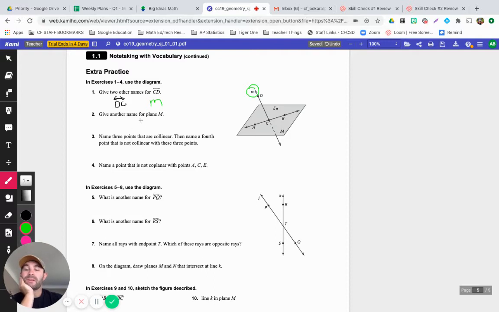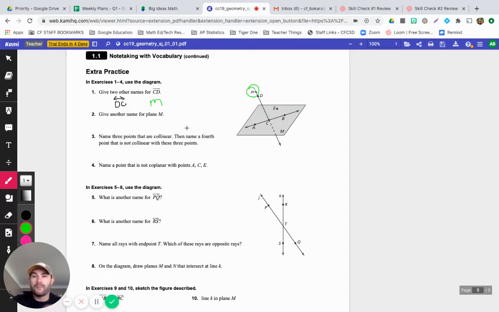Give another name for plane M. So if you look at M, a lot of times we label points with capital letters. We also do that for planes, but there is no point by M. Like there's no little dot to represent a point. So this also represents that plane M, right? It can be used. So when you rename a plane, you can either give it a capital letter or you can pick 3 points that are not on the same line.